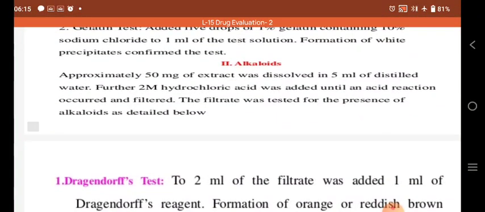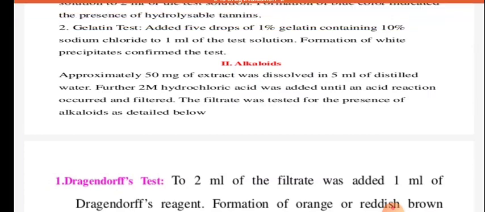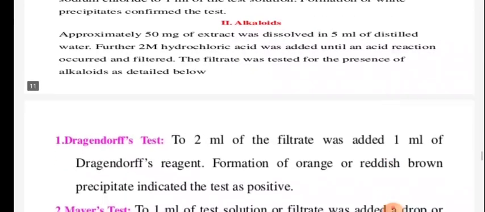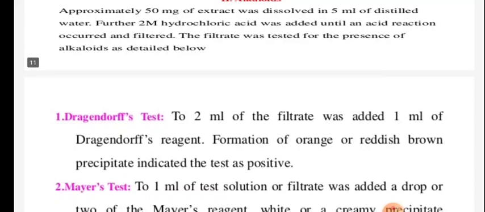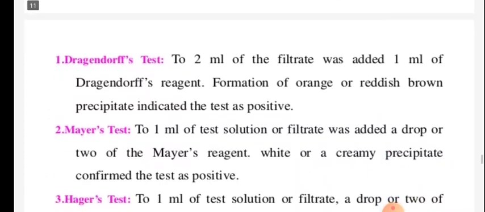Alkaloids: approximately 50 mg of extract was dissolved in 5 ml of distilled water. Then 2 M hydrochloric acid is added, and it shows the reaction, indicating the presence of alkaloids. Different reagents are used. Dragendorff's reagent: 2 ml of the filtrate, add 1 ml of reagent, and it shows an orange-red precipitate.